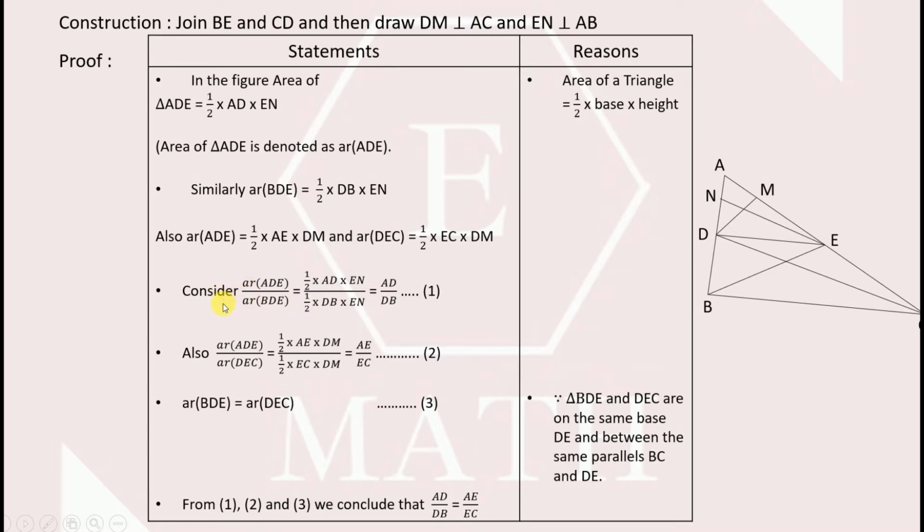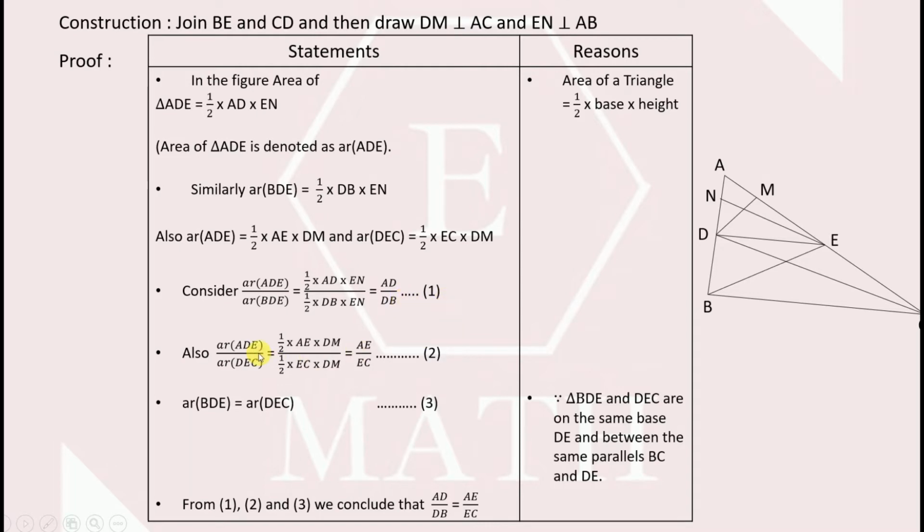Now consider the ratio of these two, that is consider the ratio of area of triangle ADE by area of triangle BDE, that is half into AD into EN, this value, and then divide by this value, that is half into DB into EN. Everything gets cancelled out and what remains is just the ratio AD by DB, and we call it equation number 1.